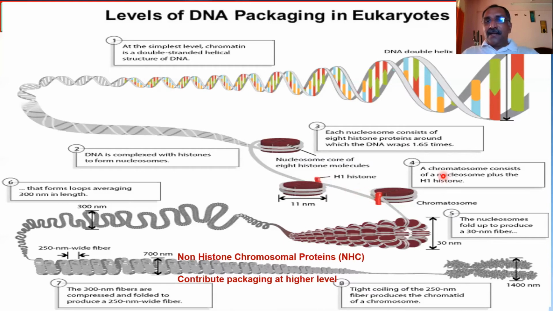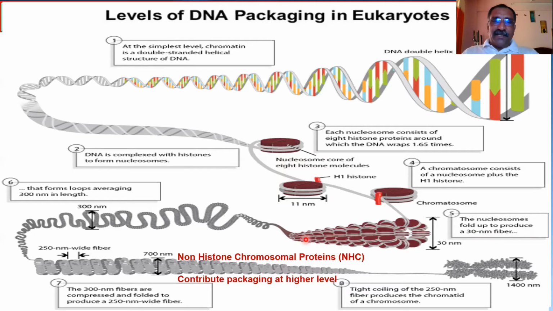Now the fourth step, look at it. It is again becoming thick. The chromosome consists of nucleosome plus H1 protein. That is what is seen over here. And you come to the 5th stage. The nucleosome is folding and producing a fiber like this. This fiber is called a solenoid. The solenoid point is not written here, but I showed you in the previous slide. This is called a solenoid, and the size of the solenoid is 30 nanometer.